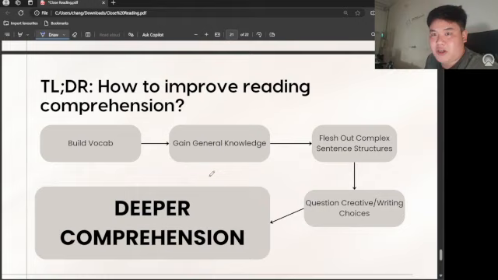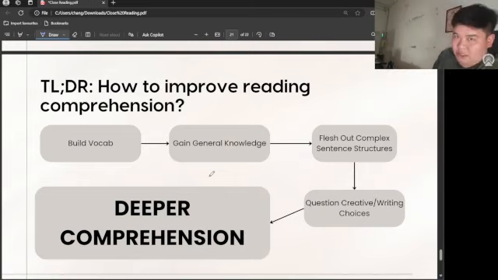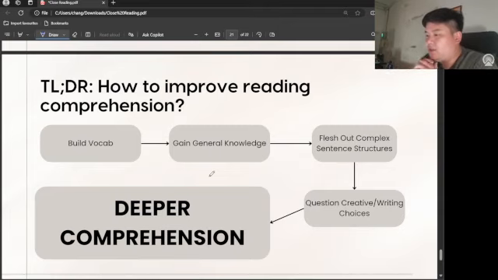How do we improve reading comprehension? 4 steps. Build vocab. That means as you read and you see words that you do not know, go and find out more. Like in terms of its meaning, its root meanings, and all the other potential meanings, so on and so forth, and then use the most suitable meaning in context. Gain general knowledge. So the more general knowledge you gain, the more you will be able to deal with any sort of surprises that might come up, not just for comprehension, but for essays as well.